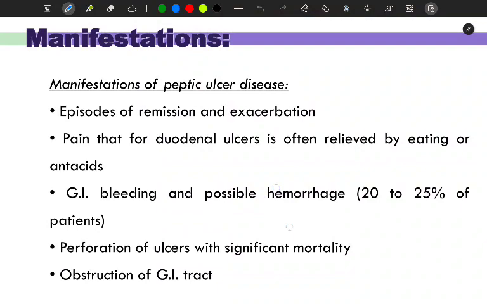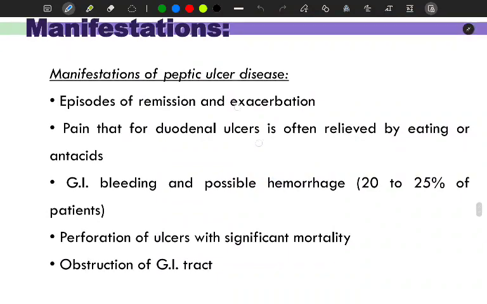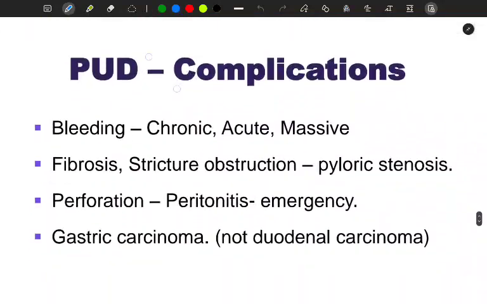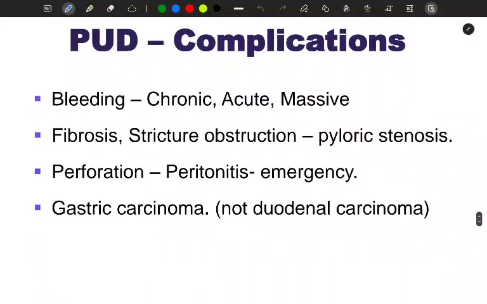Peptic ulcer disease: endoscopy with diagnosis. Barium meal, we used to do that, but nowadays not. Biopsies for H. pylori, we already said about that. Next, please. The complications: bleeding, chronic and acute, cancer, fibrosis, strictures, pyloric stenosis, perforation, peritonitis, emergency air under the diaphragm, gastric carcinomas. Next.